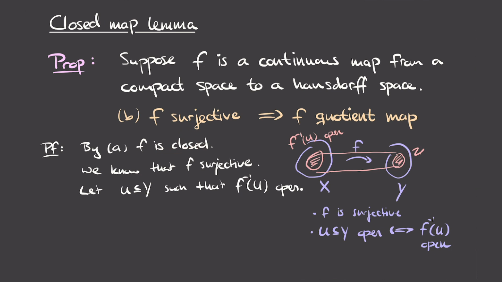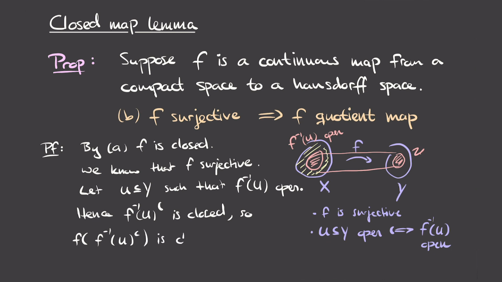And how can we get a closed subset in this picture? Well, we know that this preimage, f inverse of U, is open, and this means that its complement will be closed in X. So in yellow, I'm drawing in the complement of this preimage. Therefore, since f inverse of U is open, its complement is closed. And now, because f is closed, we know that also the image of this complement will be closed in Y. So the image under f of this complement is closed in Y as well.